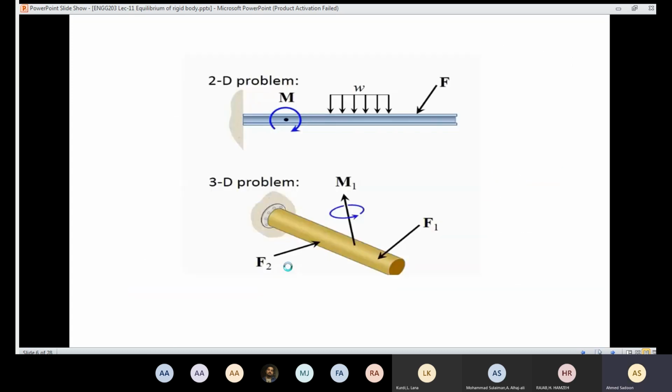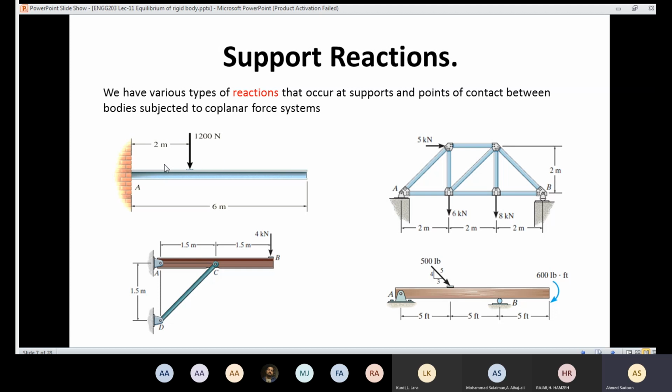And in order to hold a rigid body in place, we need to support it. That is why we have support reactions, and we have many types of them. For example, here we have a beam. We call this a beam. And in order for that beam to be in equilibrium, I need to support it.